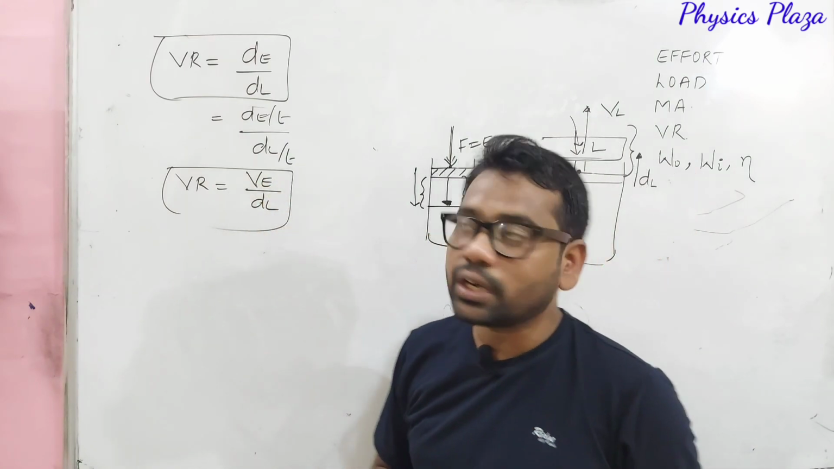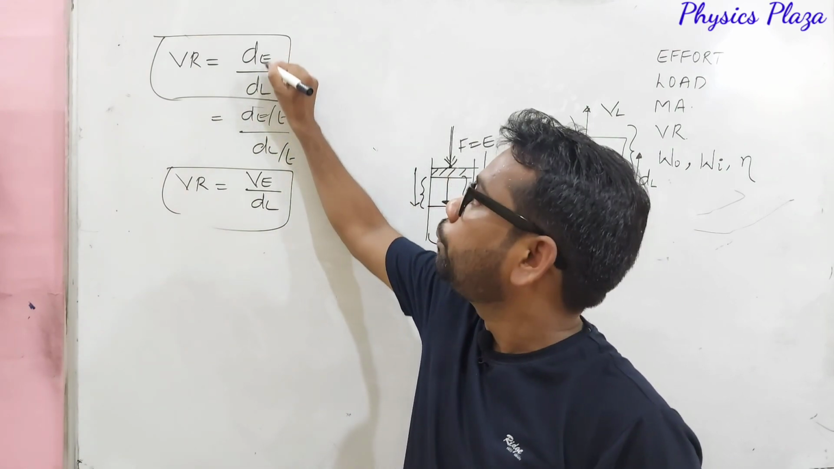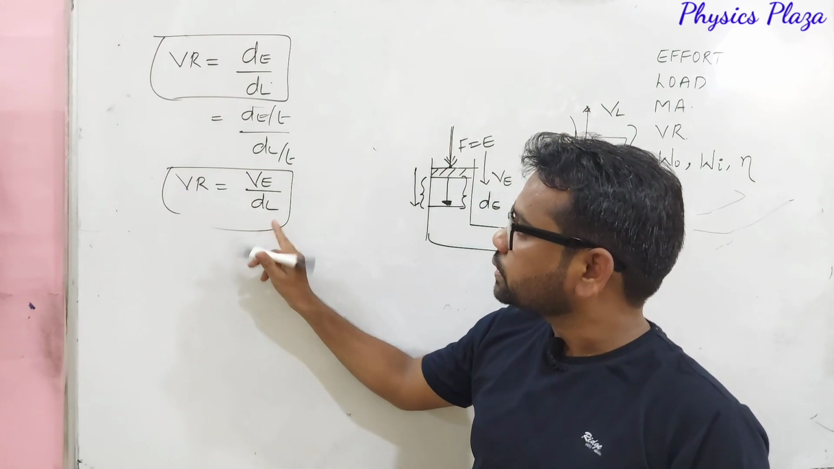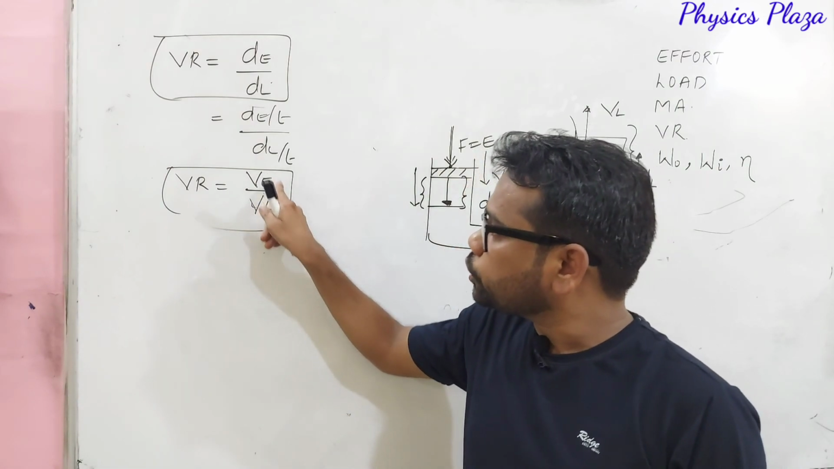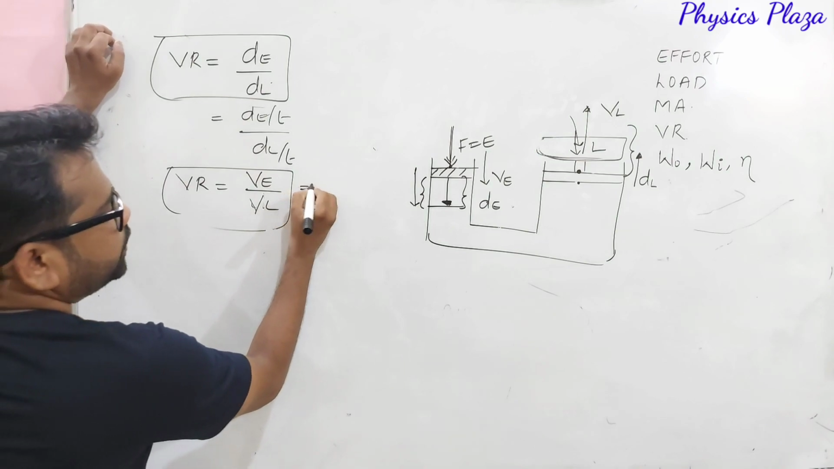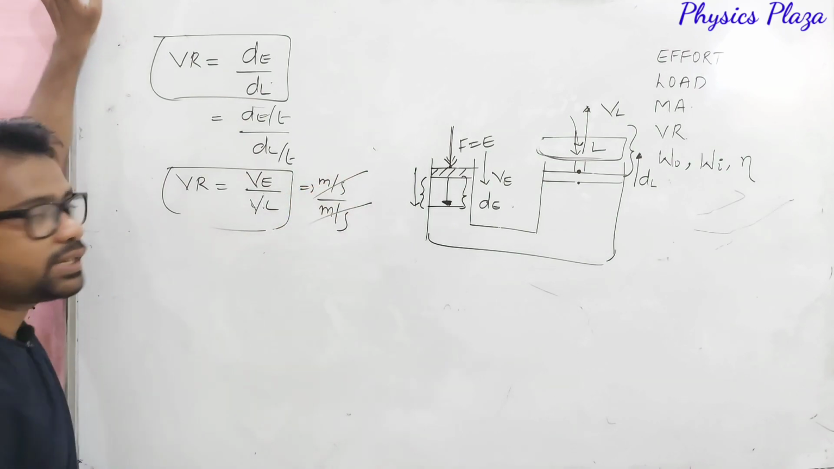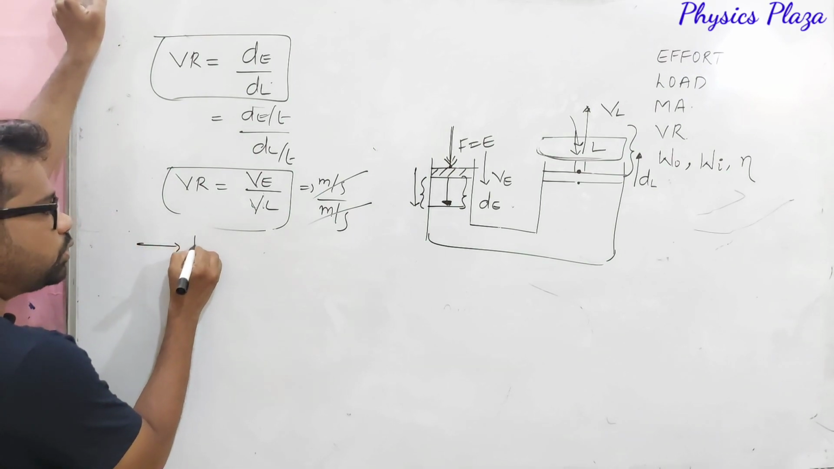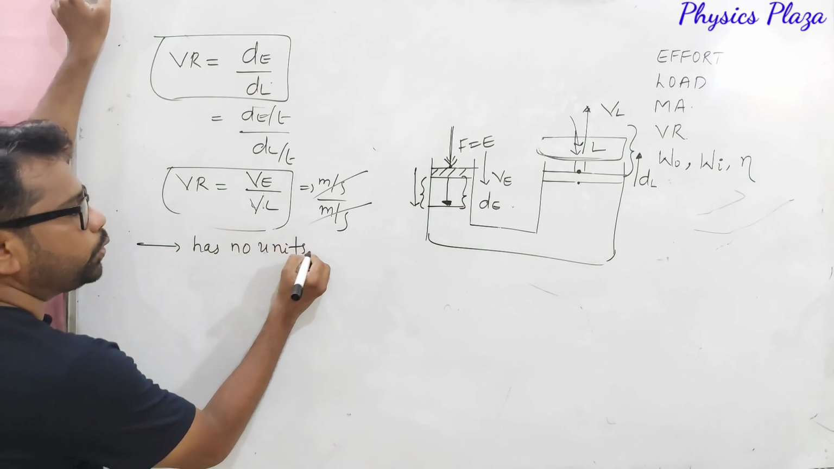Then what are the units, dear children? Here it is a ratio between the same two physical quantities, so both units will get cancelled. Or if you consider this also, it is effort velocity to load velocity, again a ratio between the same two physical quantities. If it is meter per second by meter per second, both get cancelled. So like mechanical advantage, velocity ratio also has no units.